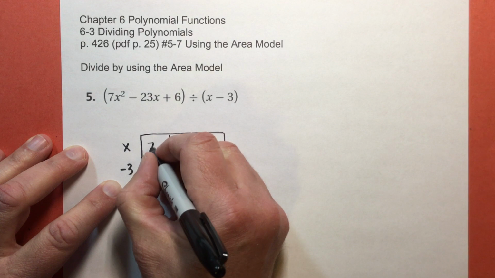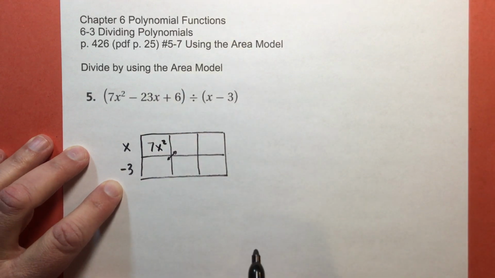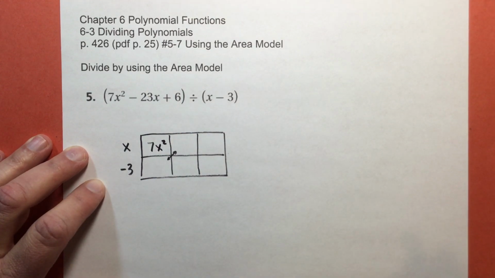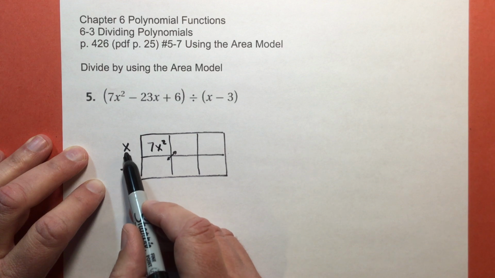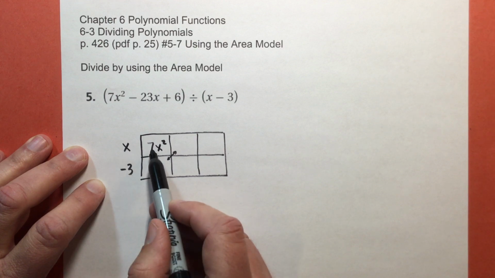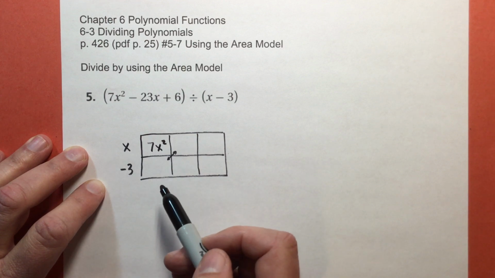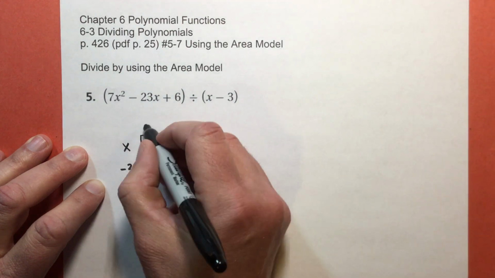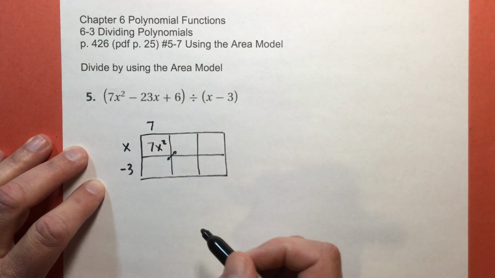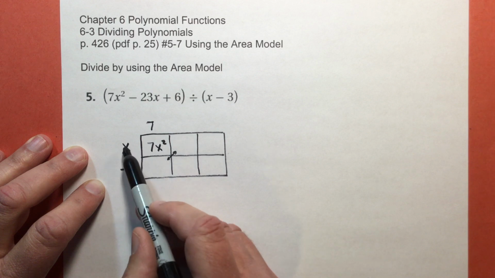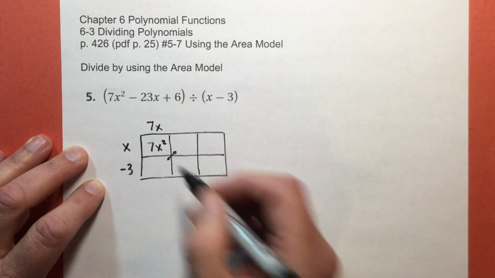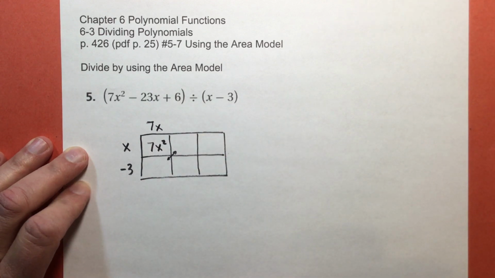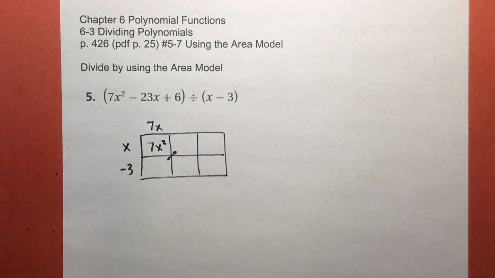So 7x squared is going to go right here. So my question is, what do I multiply by x that gives me 7x to the second power? Well, obviously this has to be 1 times 7. That equals 7. And then x times x equals x to the second power. And as always, rewind that and pause that if you need to hear me say that again. And ask questions.